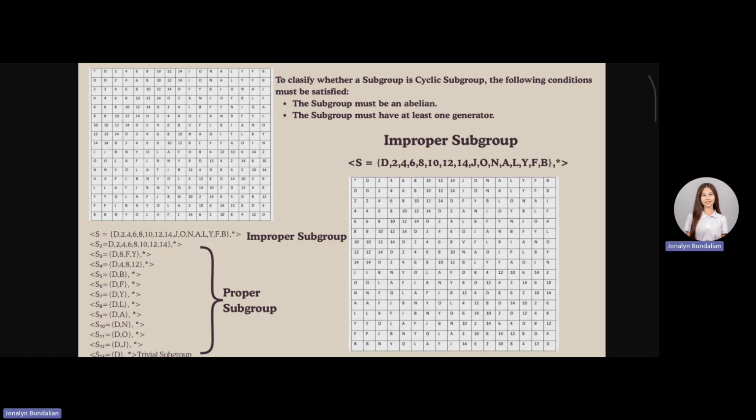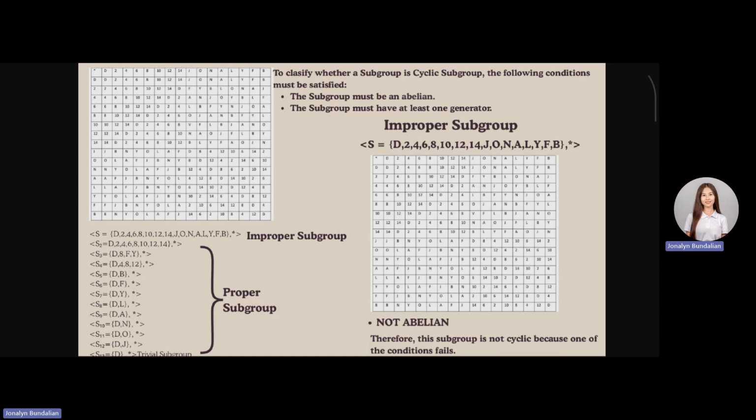And for our improper subgroup, S is equal to D, 2, 4, 6, 8, 10, 12, 14, J, O, N, A, L, Y, F, E. So this is our original table. This improper subgroup is not abelian. Therefore, this subgroup is not cyclic because one of the conditions fails.